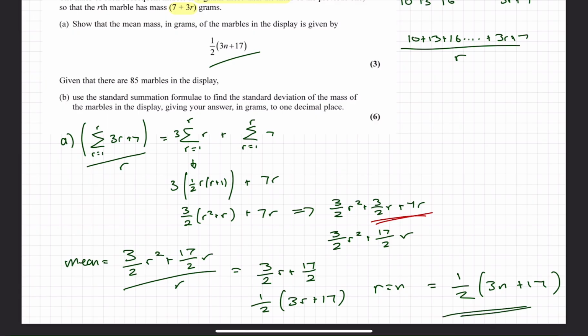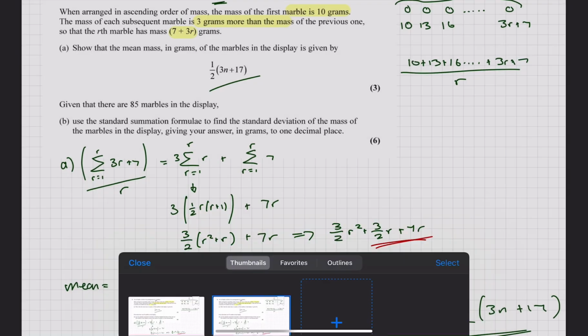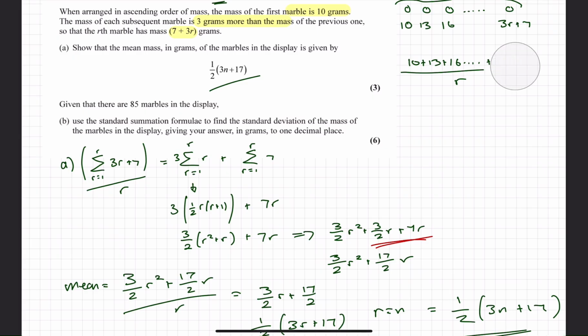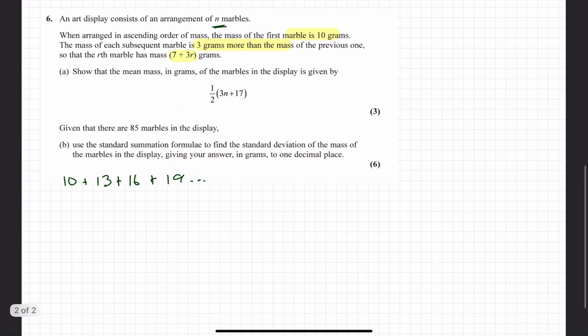Cool. Okay, we're told there are, sorry, not 17, it's 85 marbles, okay. And we want to find the standard deviation of each mass. So we'll go in 10 plus 13 plus 16 plus 19, all the way up to the last one. The last one is 7 plus 3 times 85, 260. So I'm going all the way up to 260.